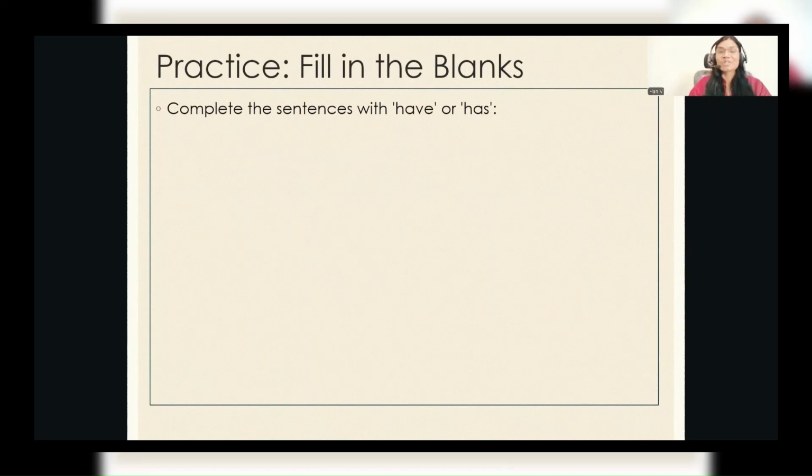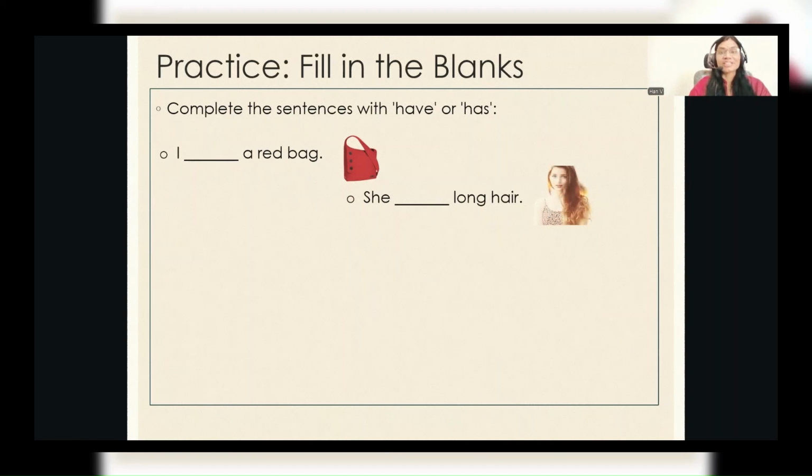Okay, let's practice a little bit more now. Complete these sentences with have or has. I'm going to give you the answers after a couple of seconds so you can think about the right answer and check whether your answer is correct or not. So, I dash a red bag. I have a red bag. She dash long hair. She has long hair.